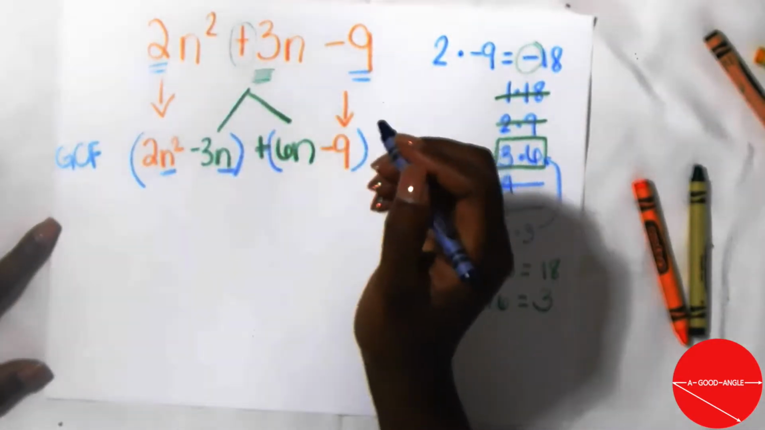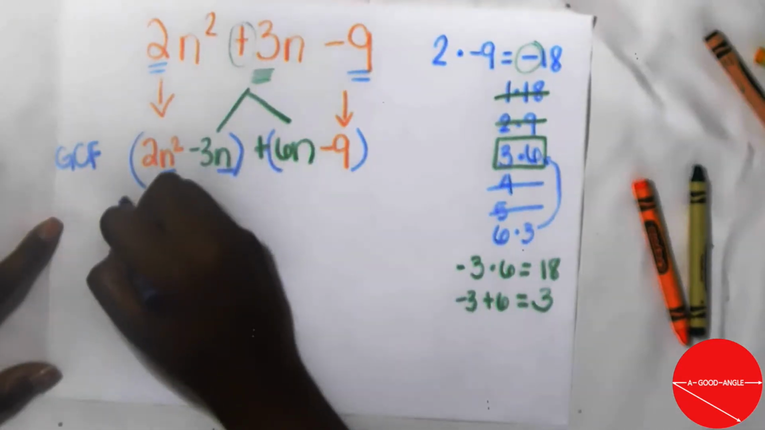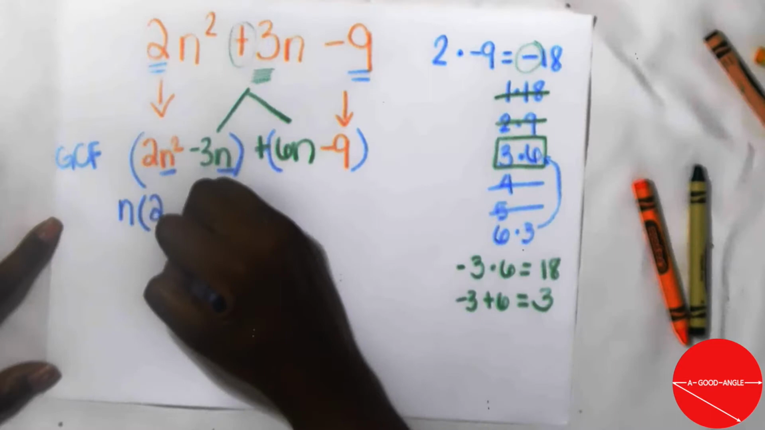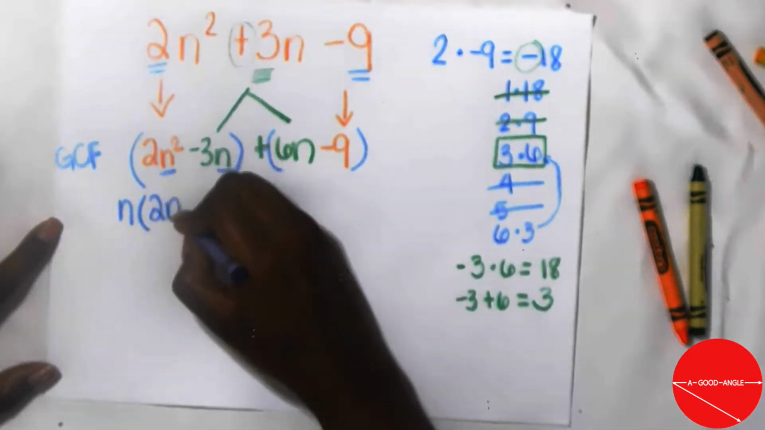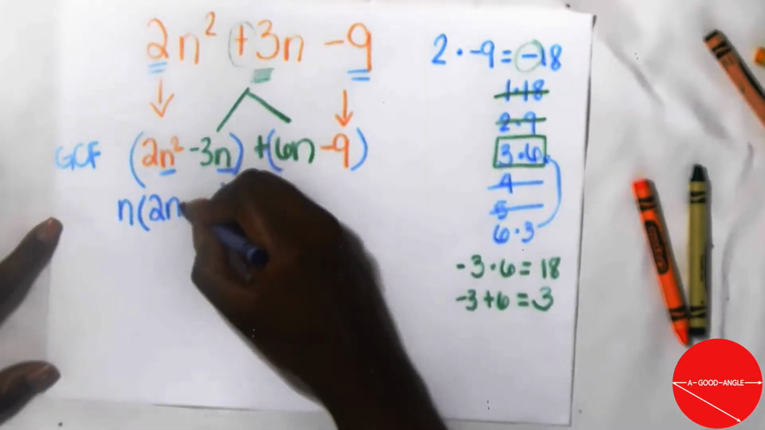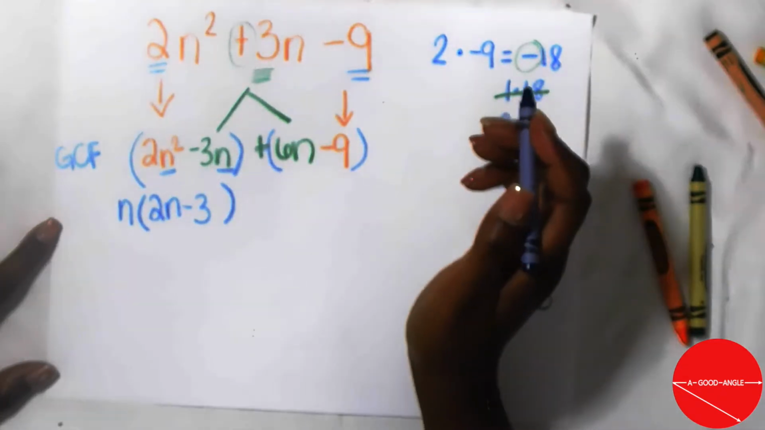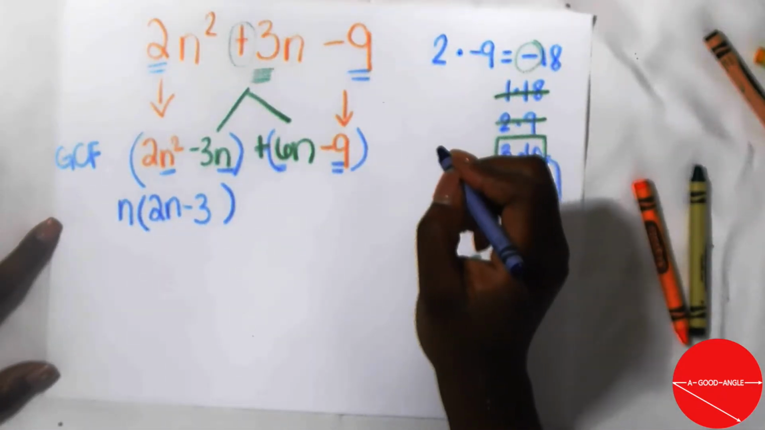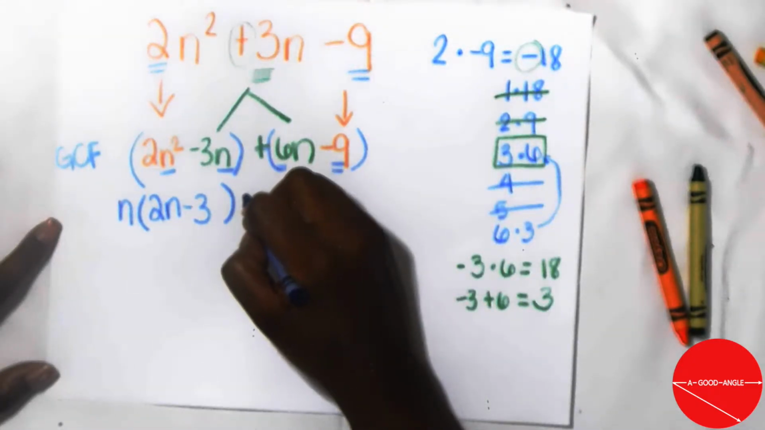Nothing in common between 2 and 3, but between n squared and n, I can find an n in common. So then I take it out and just the 2n is left instead of 2n squared. And then just the 3 is left and the n, I took it out.